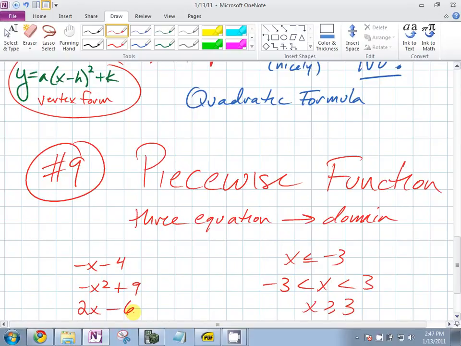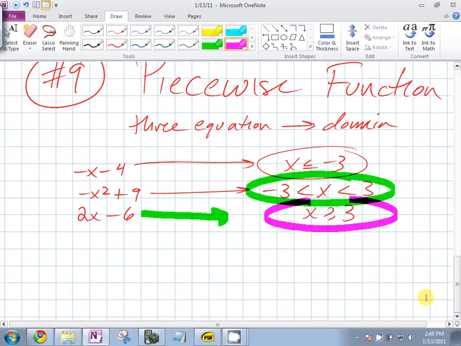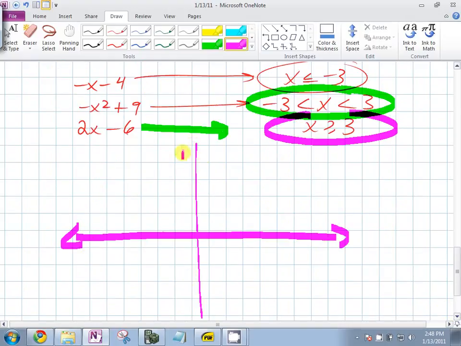Now, you only keep the part of the function. You keep this function for that part, this function for this part, and this function for that part. That's it. You erase the rest. So any vertical line you draw. So let's do the first part here. Negative x minus 4. What's the slope of that function? Negative 1. Here's negative 4, right? We're going to graph this. It crosses at negative 4 here.